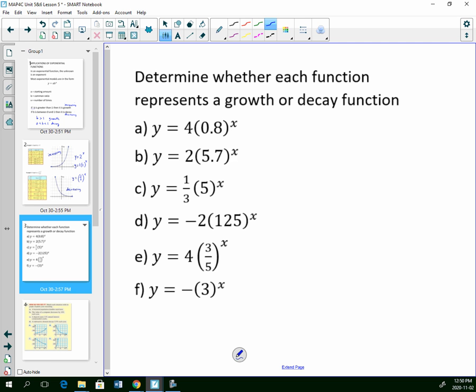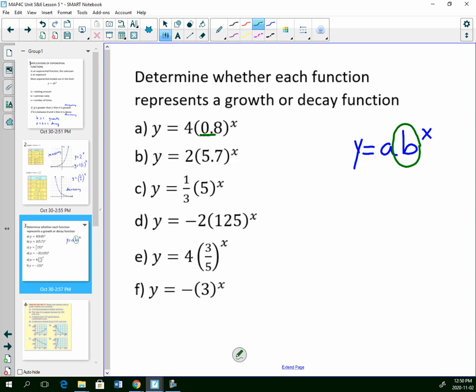You might get it with an equation. So this is a typical question. Determine whether each function represents growth or decay. All we're looking at is the base or the common ratio b. That's all we're looking at. We're not looking at a, the starting value. We're just looking at b.